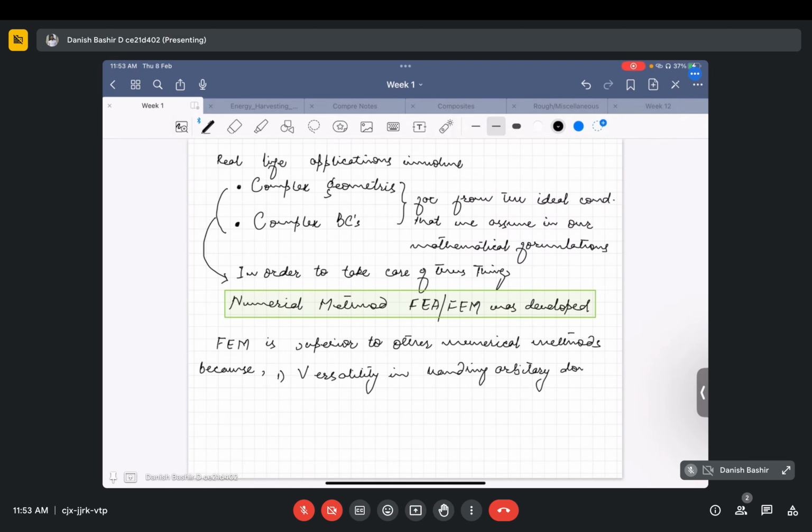In handling arbitrary domains, okay. Another reason is the availability of commercial finite element software over the last few decades. Okay, these are the two major reasons.